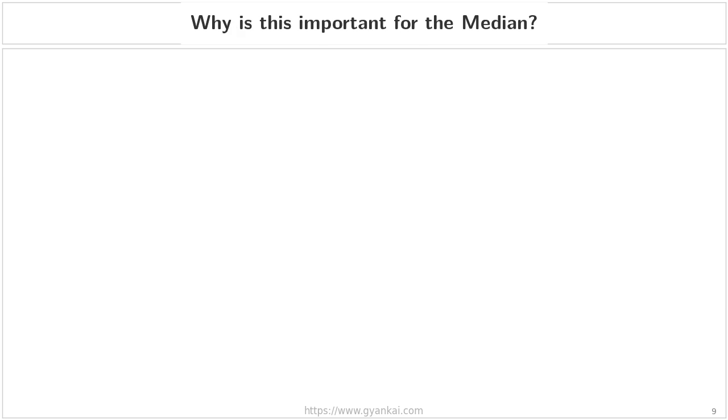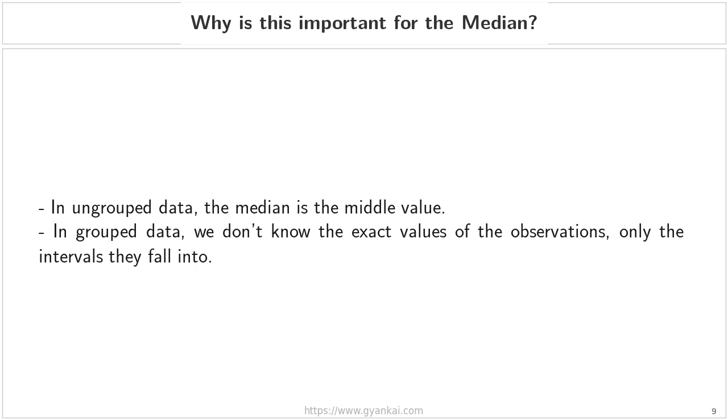Why is this important for the median? As you remember from our earlier lessons on ungrouped data, finding the median is quite straightforward. You simply locate the middle value in your ordered list. However, as we saw in the previous slides, when we deal with grouped data, we run into a bit of a challenge. We no longer have access to the exact, individual values of every single observation. All we know is the range, or the interval, that they fall into.